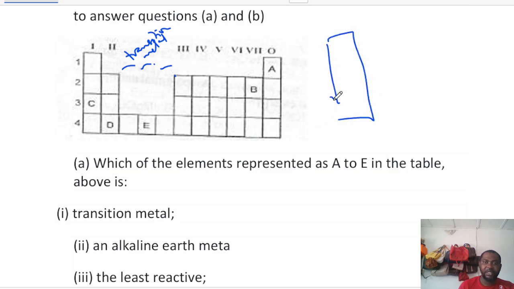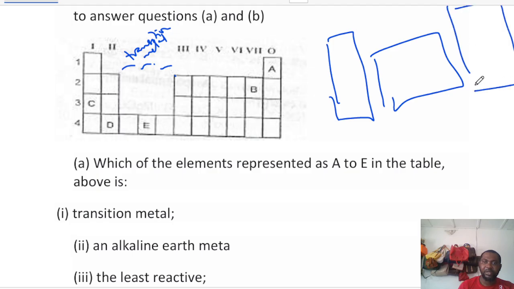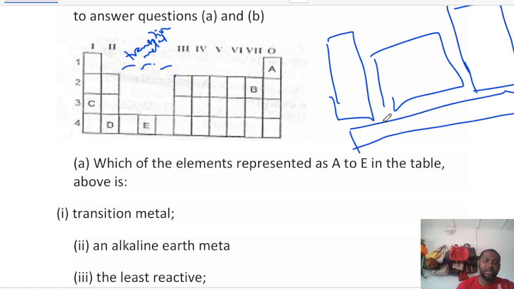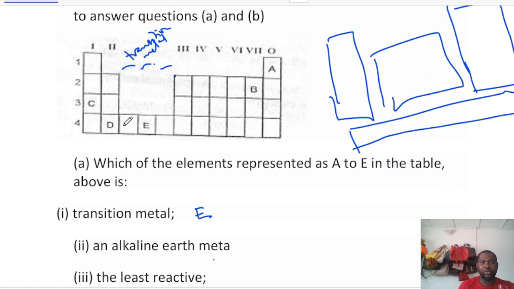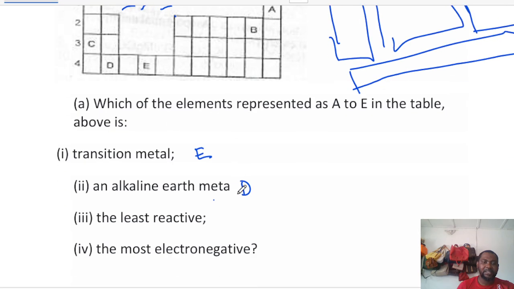You have the S block element here, the D block element here, the P block element somewhere here, and the F block element somewhere here. So the first one says which one is a transition metal? Of course, E is the transition metal here, a D block element. The other one says alkaline earth metals. Alkaline earth metals are group 2 elements. So this is group 1, group 2, so that is D. Group 1 are alkali metals, group 2 alkaline earth metals.